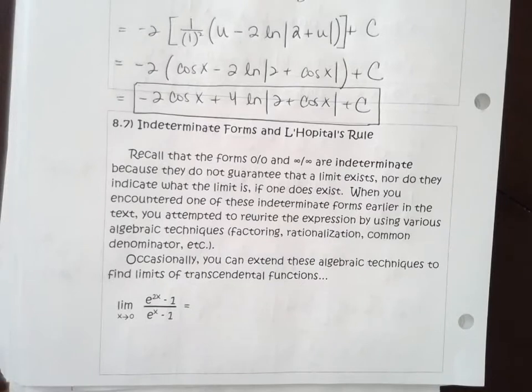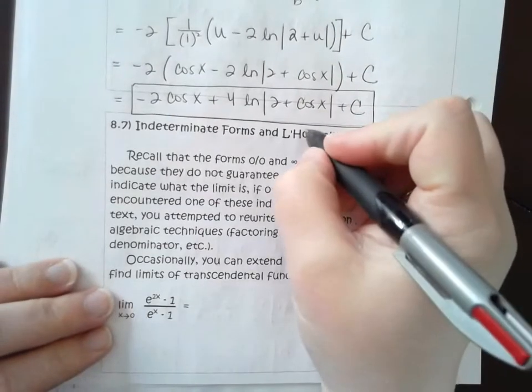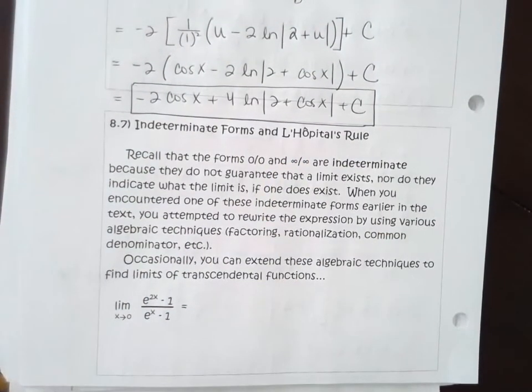8.7 is indeterminate forms and L'Hopital's rule. That's how you pronounce it, L'Hopital's. Technically there is, I believe, one of those little hats on the O, but I could be wrong.